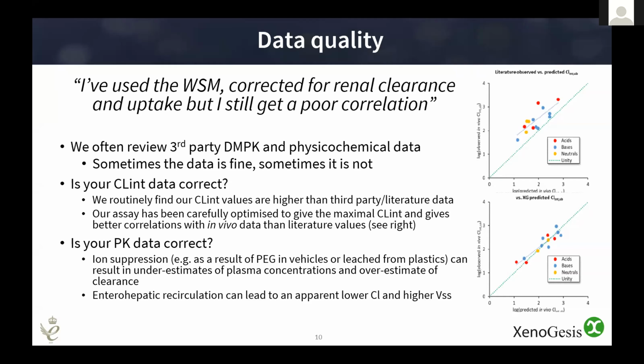There's also the in vivo side. Is the PK correct? And it's amazing how many times the PK data is not correct. And one example can be from iron suppression, and I can talk about that offline or take a question on that. Another example is enterohepatic recirculation. Again, to the uninitiated, or if it's not blindingly obvious from the profile, this can lead to an apparent lower clearance and higher volume of distribution.